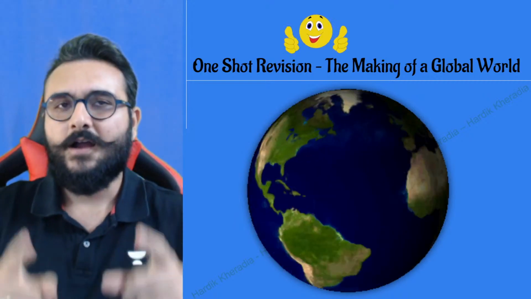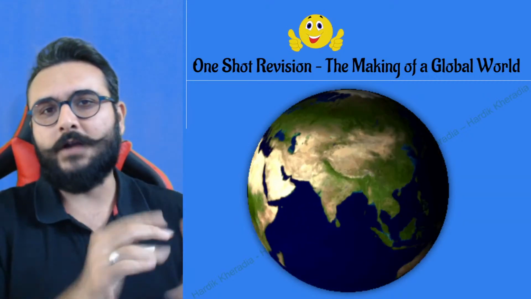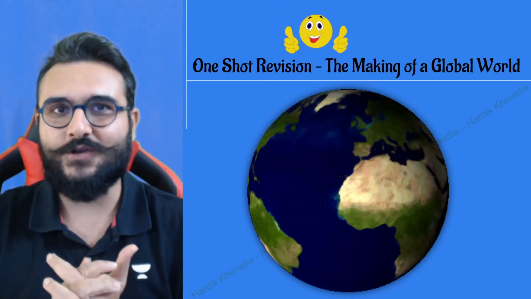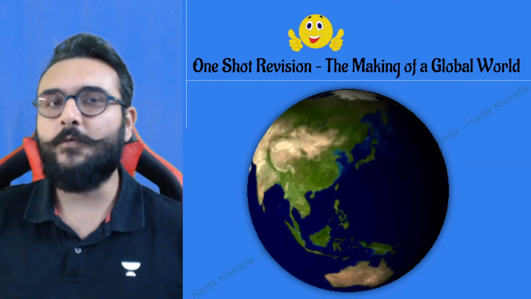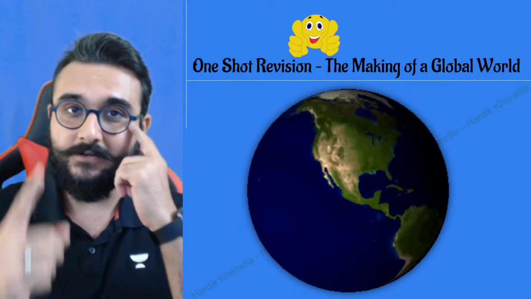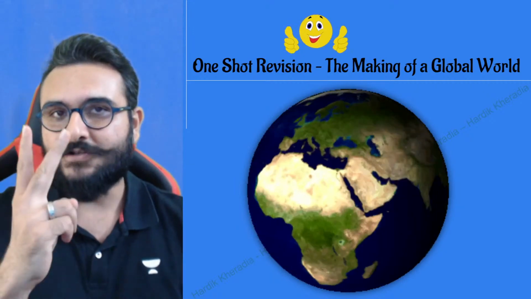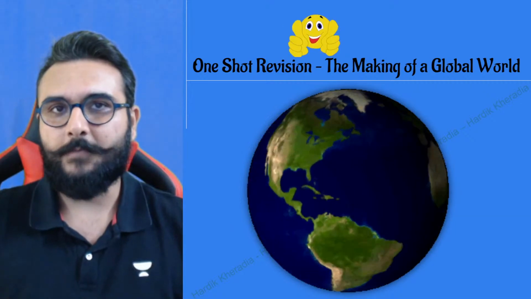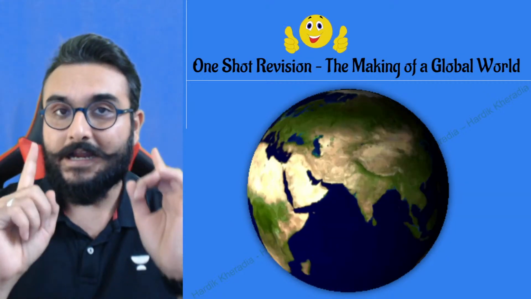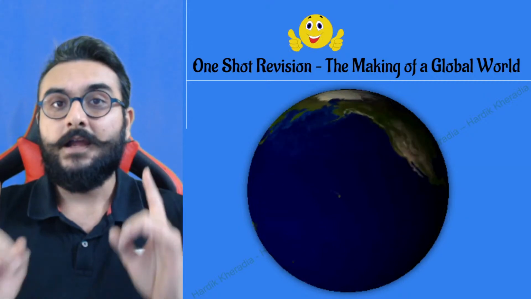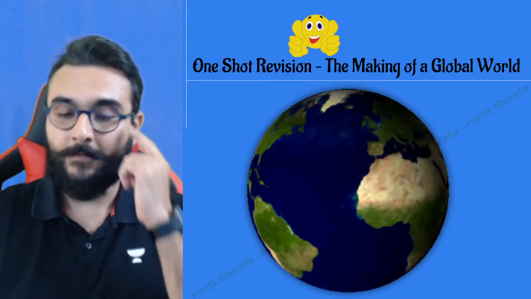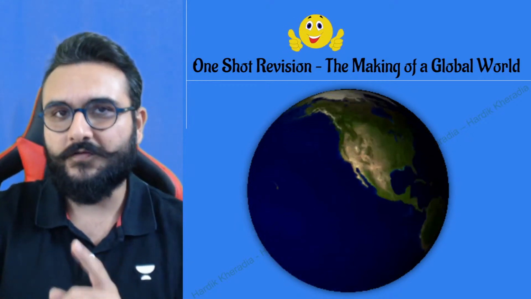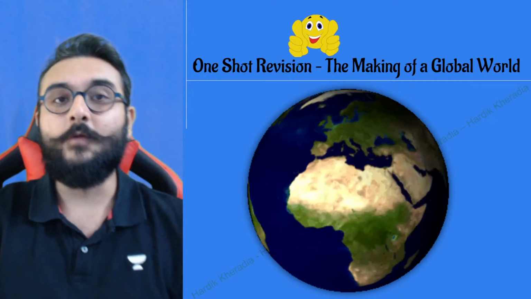Are you ready to dive straight into this amazing one-shot revision of this next chapter of history, the making of a global world? The two chapters before this, the rise of nationalism in Europe, chapter 1, and nationalism in India, chapter 2, I have already taught. One-shot revision is done on this channel. Make sure you go and watch the recording if you have not attended live. Now let's dive straight into this one-shot revision of the making of a global world.